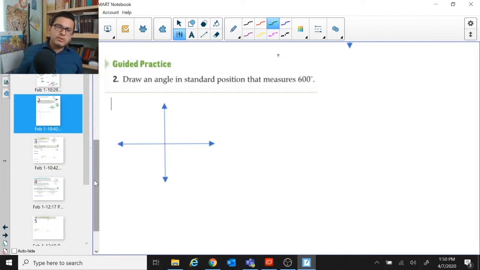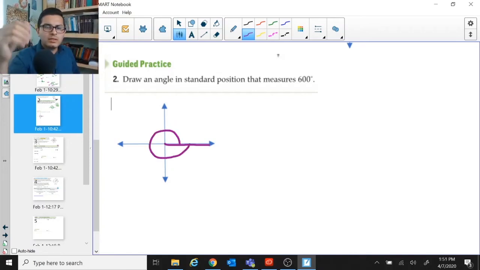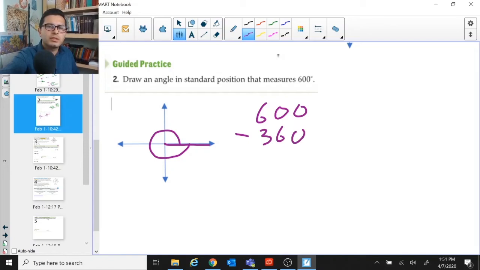So here, draw an angle that is in standard position that measures 600 degrees. So let's start this out by drawing our initial side. That's always going to be this line that faces off to the right. And we have to think that if we go all the way around, that's going to be 360 degrees. 600 is greater than 360, so we know that it's going to go beyond this. Now we're going to take our 600 and subtract 360 degrees and see what that equals. That would be 240 degrees. That means that we have to have our terminal line at 240 degrees.